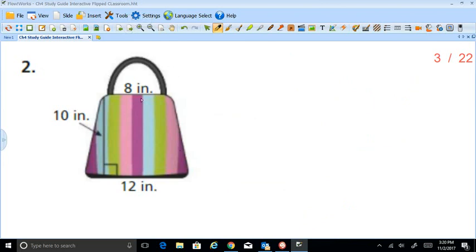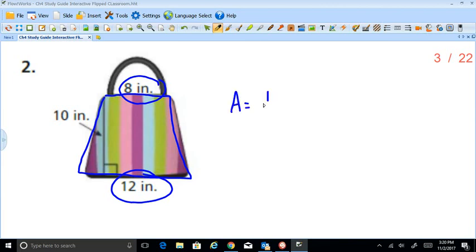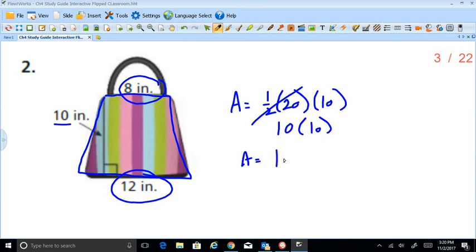This next question here looks like a little purse, but really it's just a trapezoid. If you outline it, you can see the basic shape of it is a trapezoid. I'm going to use the same exact formula and solve it the same exact way. I'm going to add my base 1 and my base 2, 8 plus 12, which is 20. So area is going to be 1/2 times the quantity of 20 times the height, which in this example is 10. I'm going to take half of 20 right here, which leaves me with 10, and multiply by the height, which is another 10. So the area is going to equal 100 square inches.